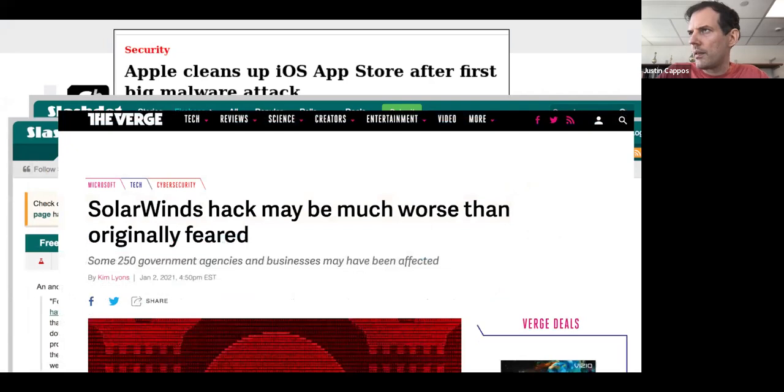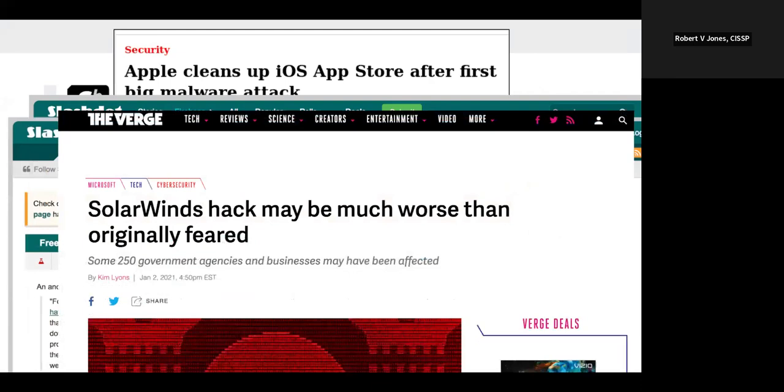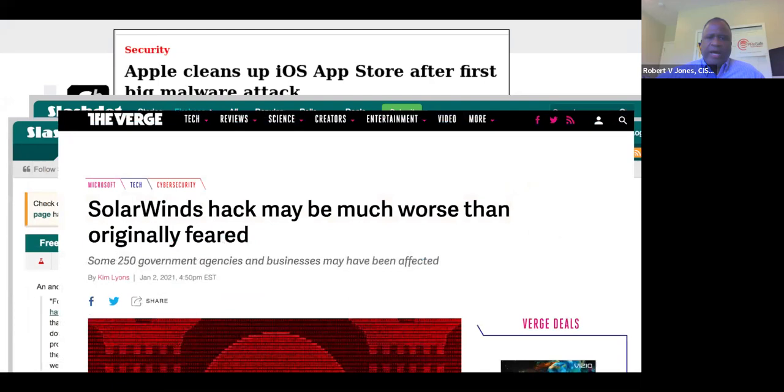Yes, there's a question, not specific to SolarWinds, but another far-reaching vulnerability called Log4j. And I posted that in the chat. Can you share with us where and how the Log4j vulnerability fits in the model you have here and what you might do to mitigate a vulnerability like that?